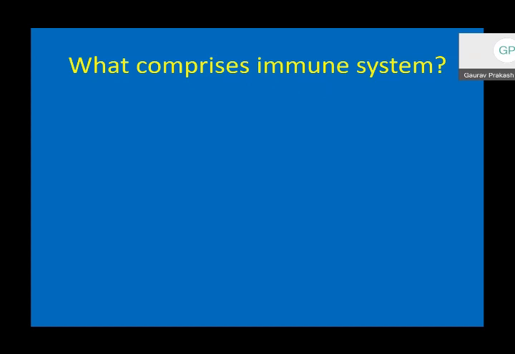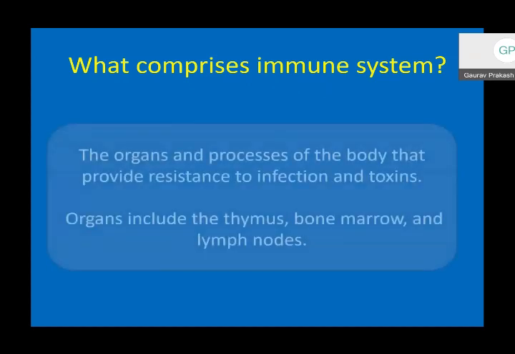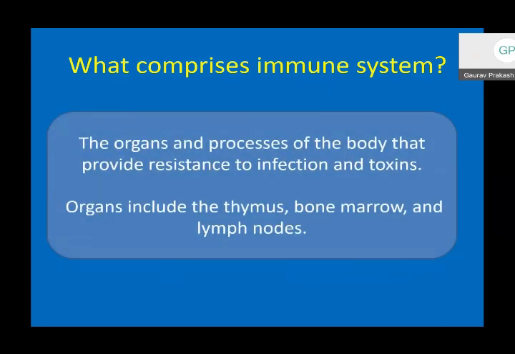If you go back to your third year of MBBS, you have all read in Robbins and Pathology books that the immune system is a composition of organs and processes of the body that provide resistance to various infections as well as toxins. This is a theoretical definition. In practice, the immune system is a constellation of mutual interaction and function of organs like thymus, bone marrow, and last but never the least, lymph nodes. It is the interplay between the function of lymph node, bone marrow, and thymus, because all of these sites are the sites of immune response, primary or secondary.